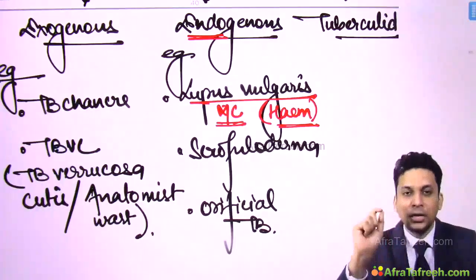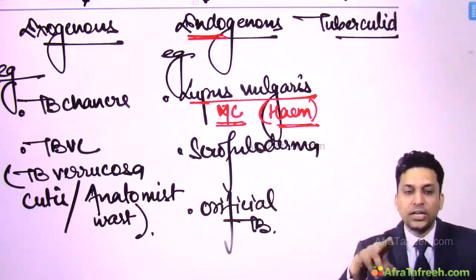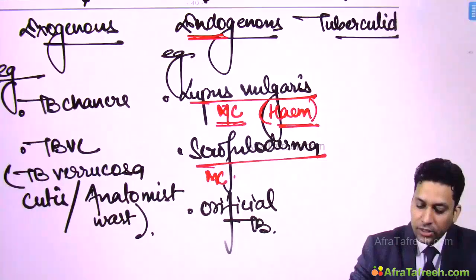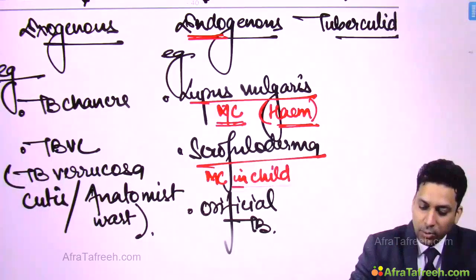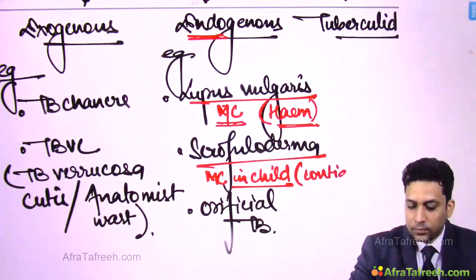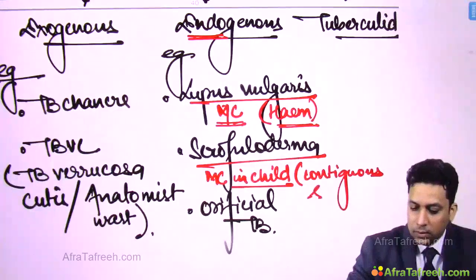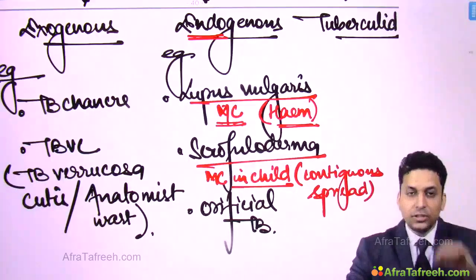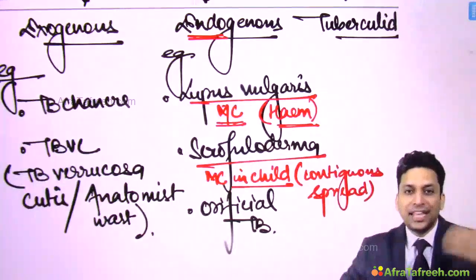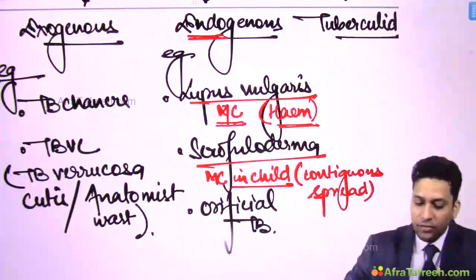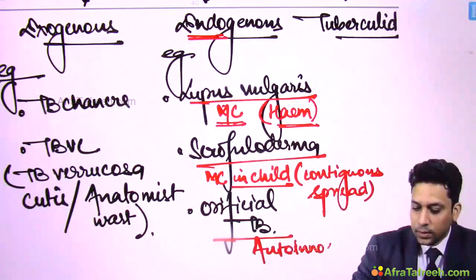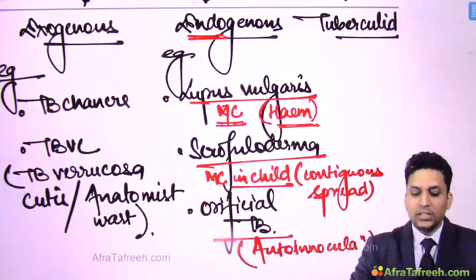Some books mention both, but remember, if both are given in separate options, choose endogenous because commonly it is hematogenous spread. Then scrofuloderma is also the most common type, but in children. So this is the most common type in children. Scrofuloderma occurs due to contiguous spread, that is from an adjacent area. Like if the patient is having a tubercular lymph node and then the skin gets involved, that is contiguous spread. And orificial tuberculosis occurs due to autoinoculation. So we are going to discuss all these different types individually.